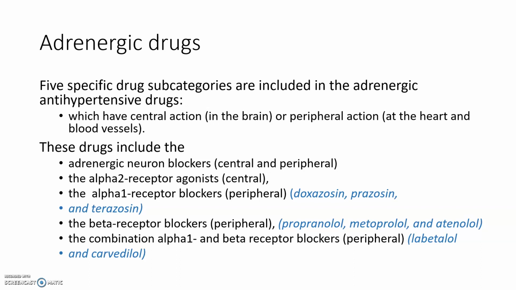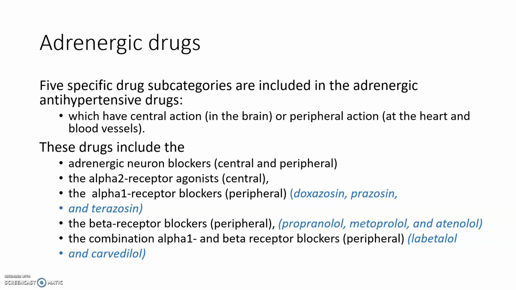Adrenergic drugs can be found in table 26.7. There are five categories of adrenergic drugs. You have central acting and peripheral acting. So you have alpha 2 and alpha 1 blockers, and you also have your beta blockers, which act peripherally, and alpha 1 blockers with beta receptors, which also act peripherally. So these are your adrenergic blockers.